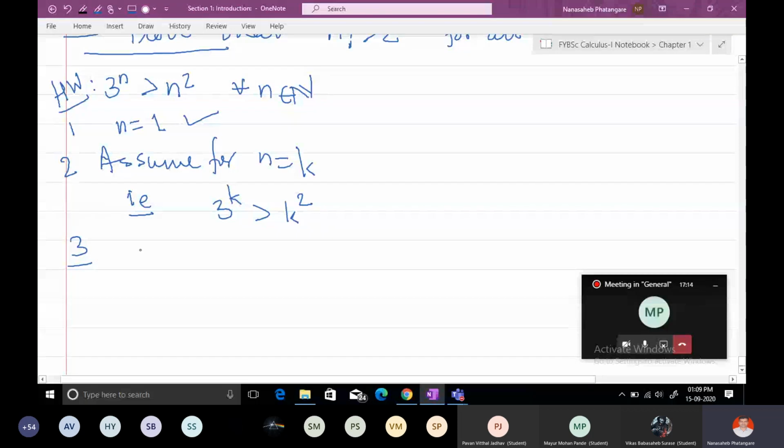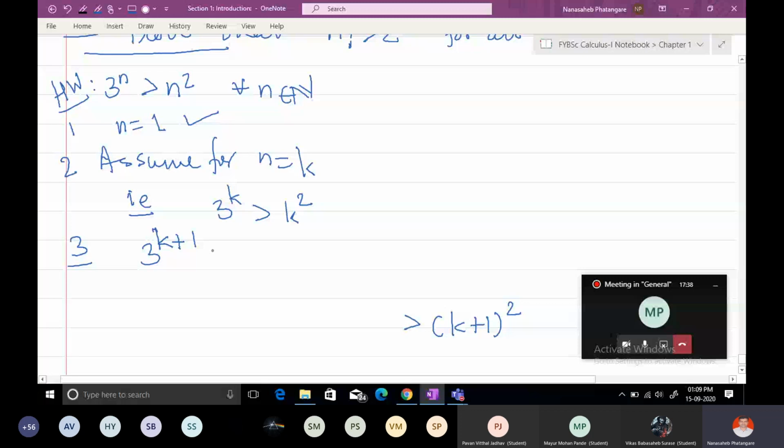So the third step. We start with 3 raised to k plus 1, and we want to check what our ultimate last step is. This should be greater than k plus 1 square. This will be our last step, but I don't know right now whether it is true. Ultimately I want to get this: 3 raised to k plus 1 is greater than k plus 1 square. This is our final step which we expect.